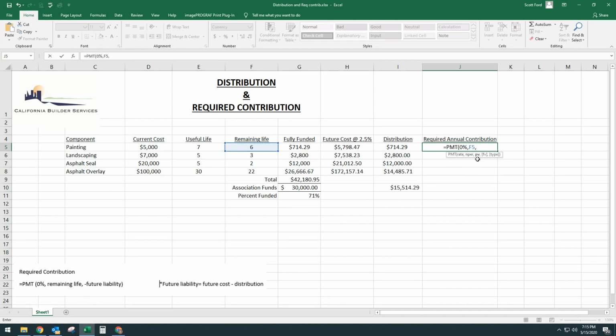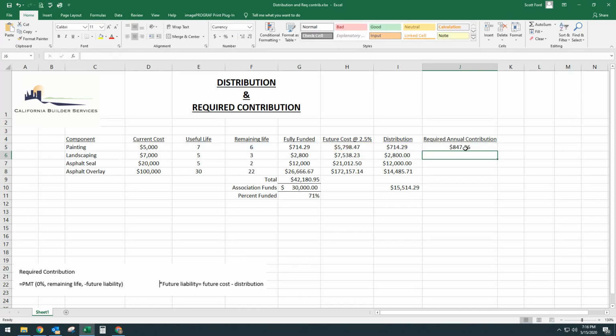And in the formula, it's asking for the present value, but in our case, using reserve studies, we're going to put in the future liability as a negative number. So we're going to do negative, and then in order to find the future liability, I'm going to open up a second parentheses. The future liability is how much we have to come up with in that remaining life. So we're going to take our future cost minus how much we've already put in towards that, which is the distribution. Close that parentheses, close it again, and enter.